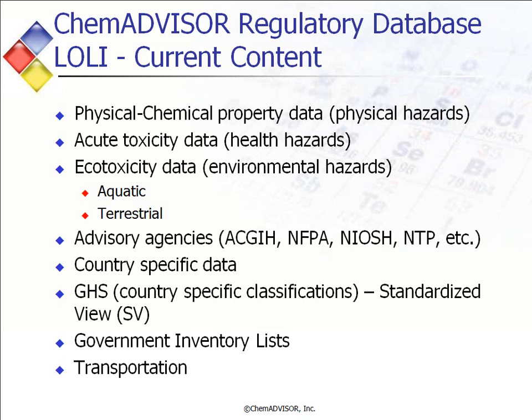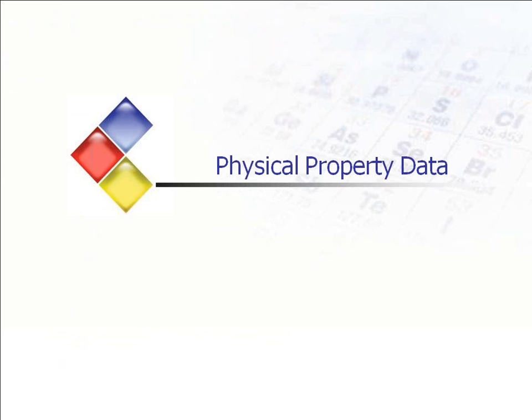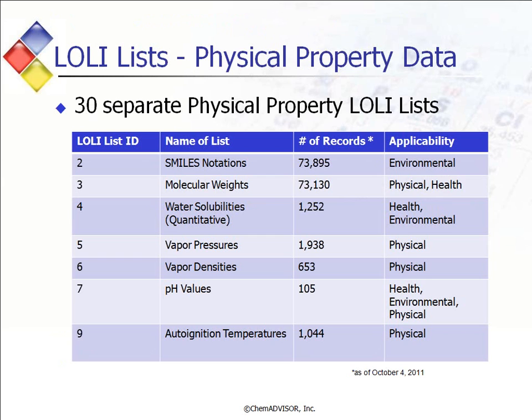And then also inventory lists and transportation data can also be referenced for completing a classification. And this is all of the data types that the LOLI regulatory database contains. To talk first about the physical property data, we have 30 separate physical property lists in LOLI.